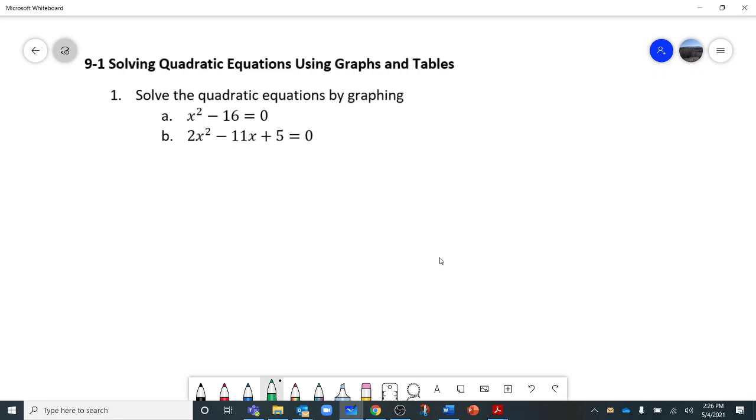Anyway, 9.1 quadratic equations using graphs and tables. Number 1, solve the quadratic equations by graphing. So we have x squared minus 16 equals 0, and 2x squared minus 11x plus 5 equals 0. It wants us to graph these, which we're going to use assistance for. I sketched them on the answer sheet, not very proportionally, but I sketched them on the answer sheet. You can look at those.